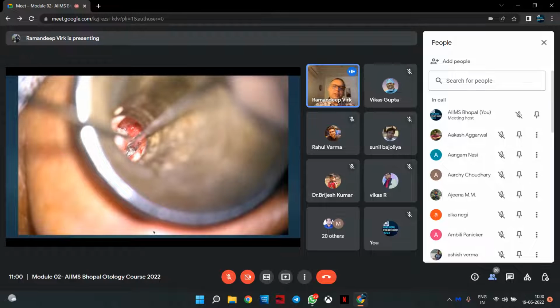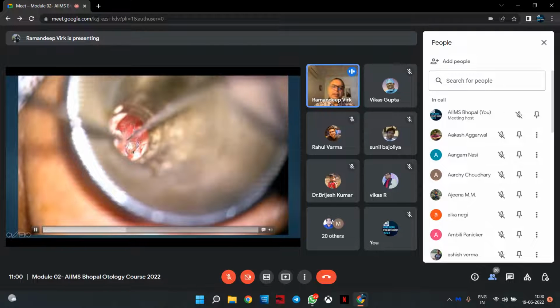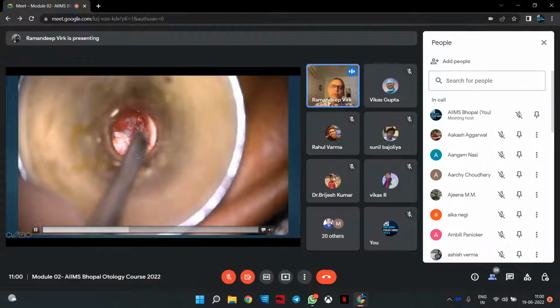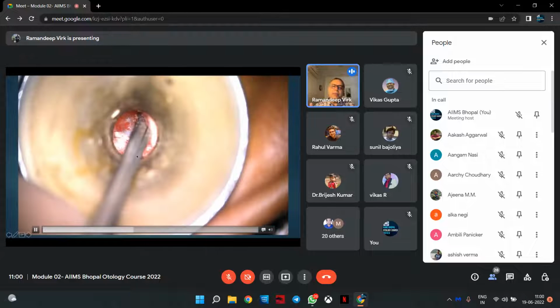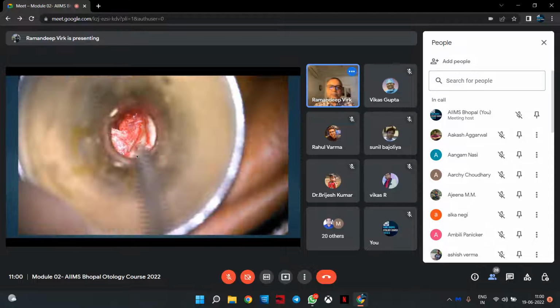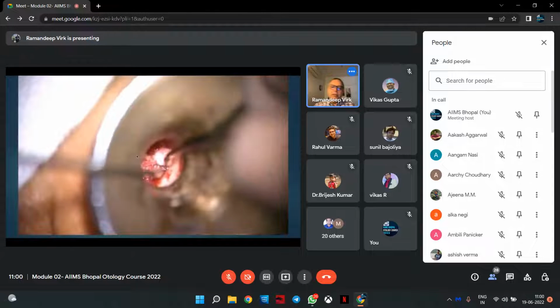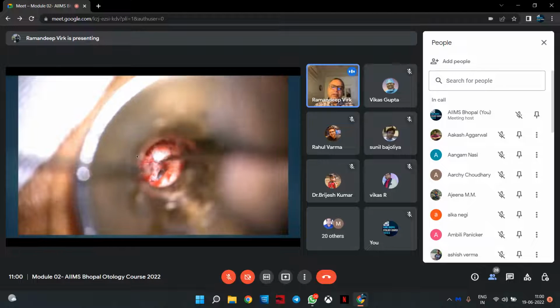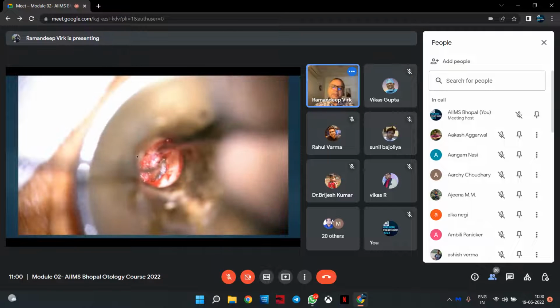We lift up the annulus. You can see the blue mucosa of the middle ear which has come into view. The posterior superior part, many times there is tenting of it. So using a sharp scissor, you just cut it. After that, using a pick, we enter the middle ear space.